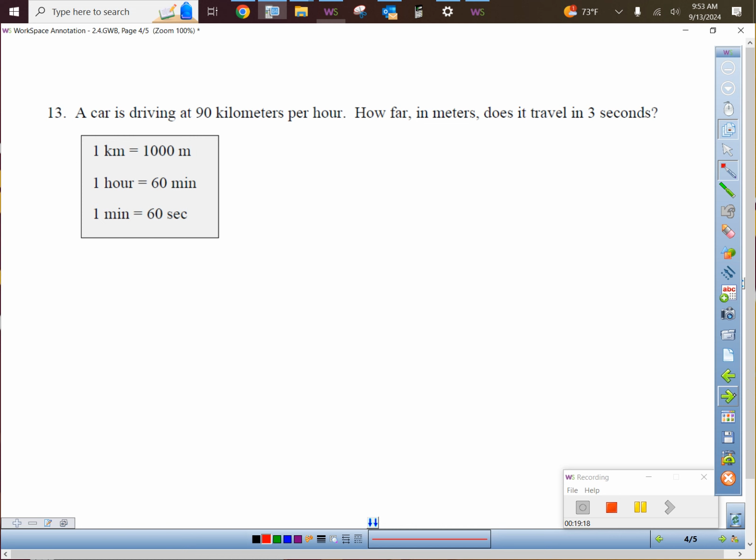A car is driving 90 kilometers per hour. Here in America, we don't talk like that. We do miles per hour, but they're doing 90 kilometers per hour. How far in meters does it travel in 3 seconds? So here's what we're going to start. We have a little double conversion. We have to do the kilometers to meters thing, and we have to do the hours to seconds thing, and it all works out with the label system.